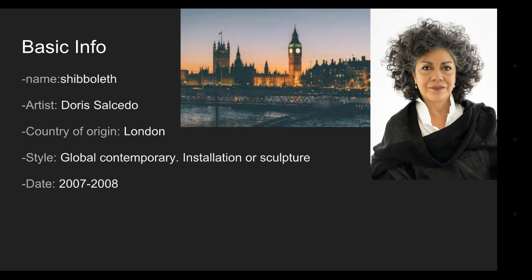So I'm gonna give you guys the basic info on this art piece. The name is Shibboleth. The artist is Doris Salcedo. Country of origin is London, where it was exhibited. Style, it is global contemporary, but the real style is like installation or sculpture. Nobody could really tell, so it's been a debate for a while.